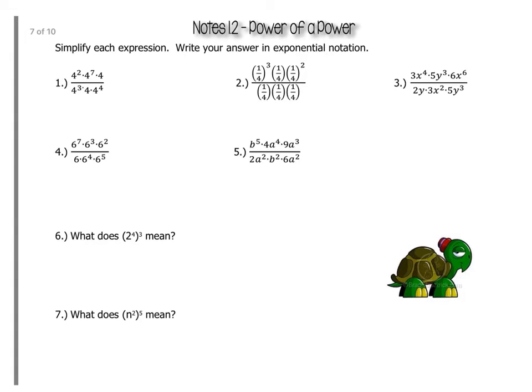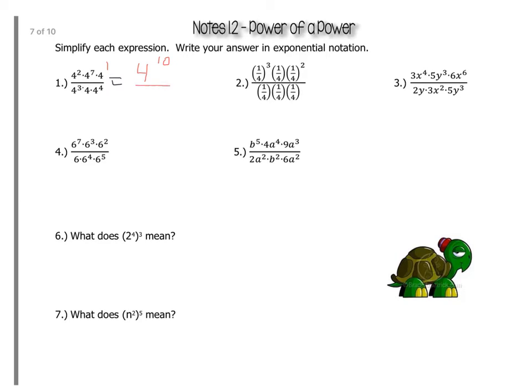So for number 1, you have 4 to the second power times 4 to the seventh power times 4, divided by 4 to the third power times 4 times 4 to the fourth power. The first thing you need to do is combine everything in the numerator and everything in the denominator. So we're going to start with the numerator. Remember that when it does not have an exponent, there's an understood 1. So it's 4 to the second power times 4 to the seventh power times 4 to the first power. Your base is 4, so it stays 4. And 2 plus 7 plus 1 is 10.